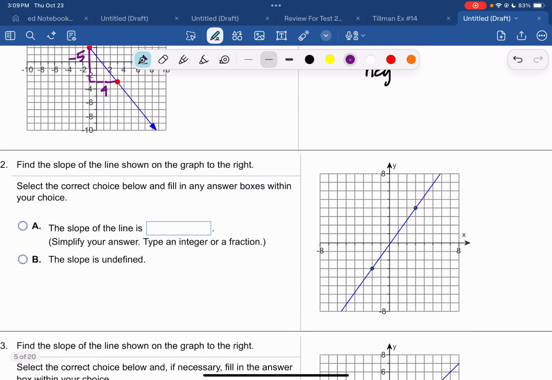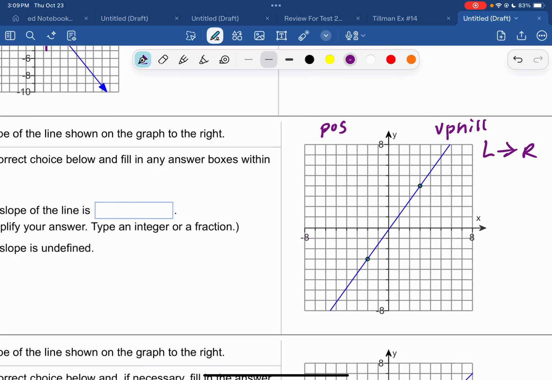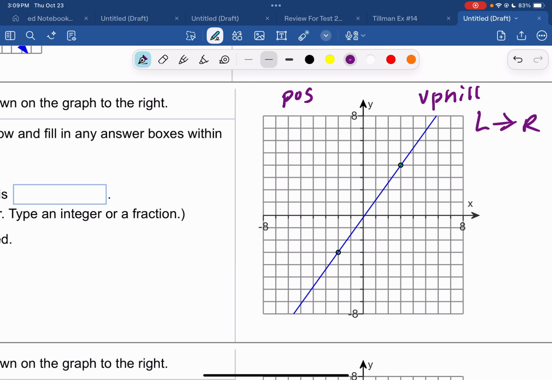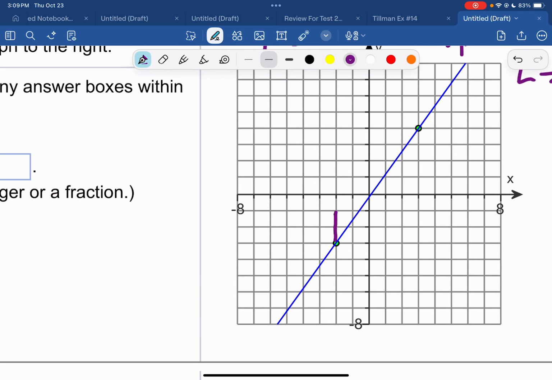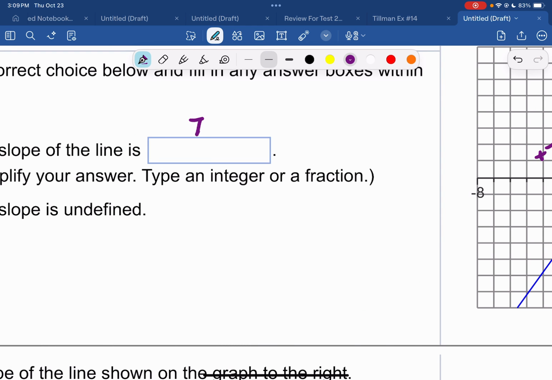Okay. Number 12, take a look. We know it's going to be positive because it's going uphill from left to right. So I start with my first point and I count my rise. 1, 2, 3, 4, 5, 6, 7. So positive 7. And then my run, 1, 2, 3, 4, 5. So remember, rise is up or down, run is left or right. I went to the right to get to that point, so therefore it is a positive. So this slope is 7/5.